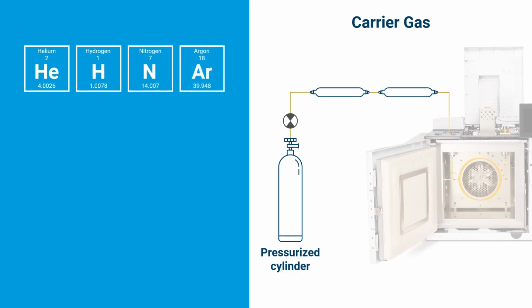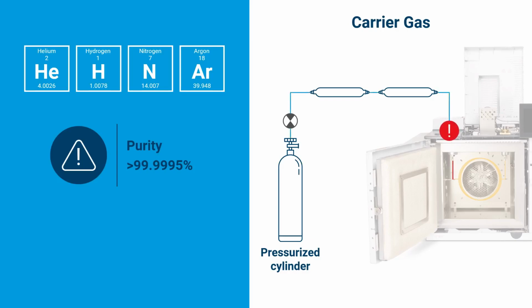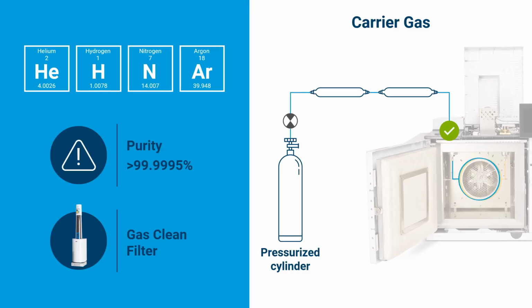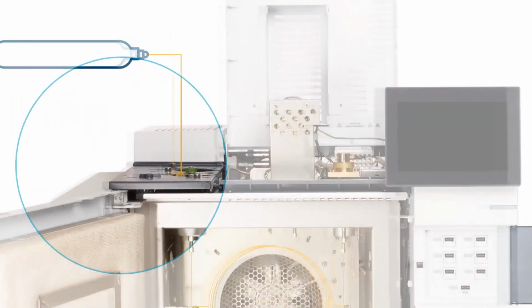The gas must be very pure, greater than 99.9995%. These high-purity gases can become contaminated between the tanks and the GC, so Agilent recommends installing a filter, for example, a gas clean filter, to ensure a clean gas supply to protect your instrument and column.